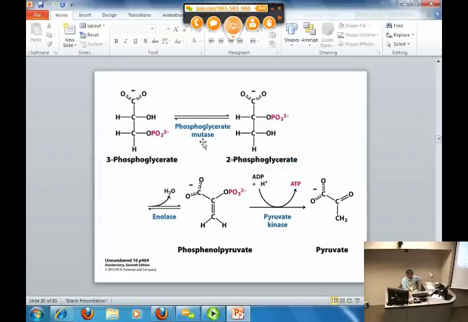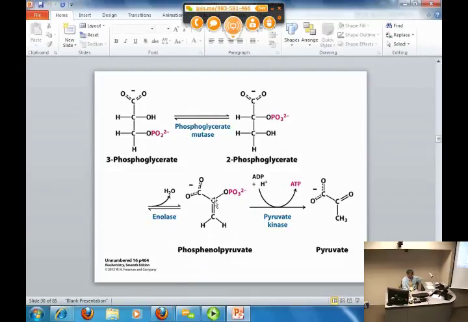What happened? Phosphoglycerate mutase moves the phosphate from the 3-position to the 2-position. Look at this phosphate group, from the 3rd position to the 2nd position. See, I have to remember, name them from the functional group. The functional group is on the 1st carbon, this is the 2nd carbon, and this is the 3rd carbon. Now, it has been moved to the 2nd carbon. That's 2-phosphoglycerate. From this 2-phosphoglycerate, by enolase, with removal of water in this reaction, you get phosphoenolpyruvate.